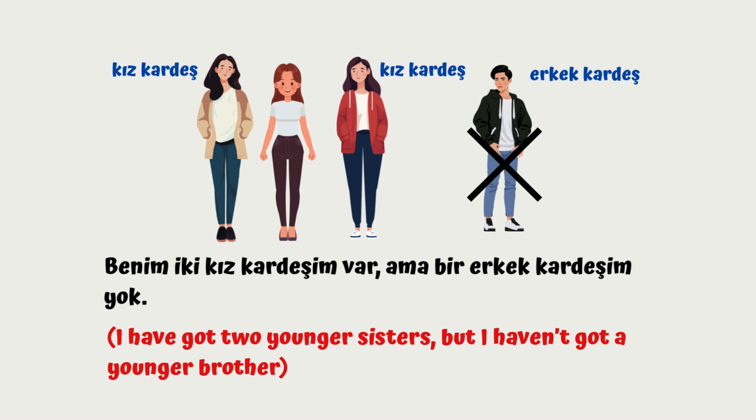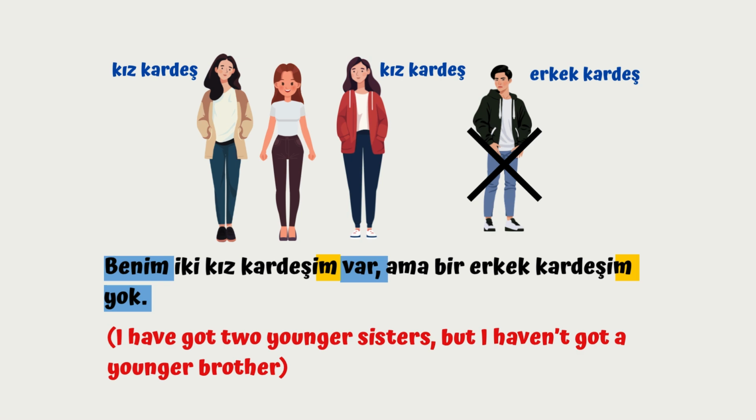Again, the sentence starts with a possessive adjective like benim, and then ends with var and yok. And in the middle, we list the items, but don't forget to put the ending for the possessive adjective. In this case, kardeş, kardeşim.